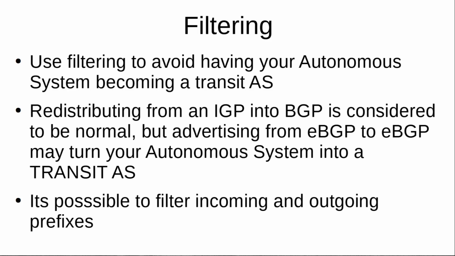if your autonomous system becomes a transit autonomous system, your devices and your links will be seeing traffic that is not originated by you and is not destined to you, so you will be seeing traffic for other users and destinations that are not related to you, so you don't want that. So always filter when having EBGP sessions.